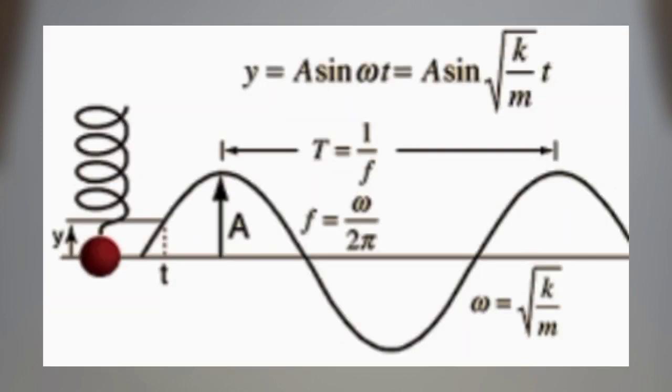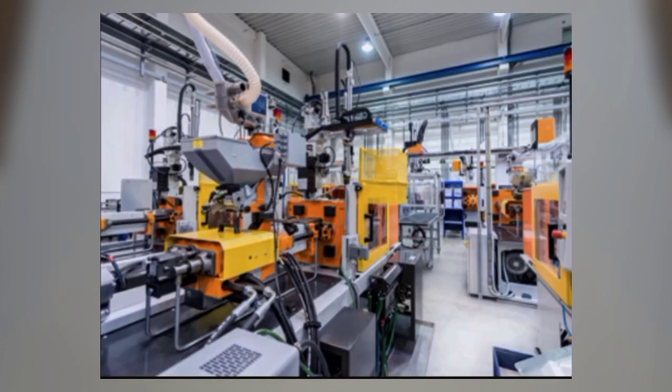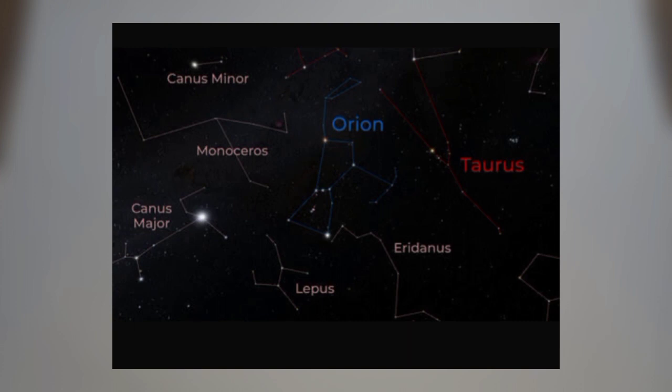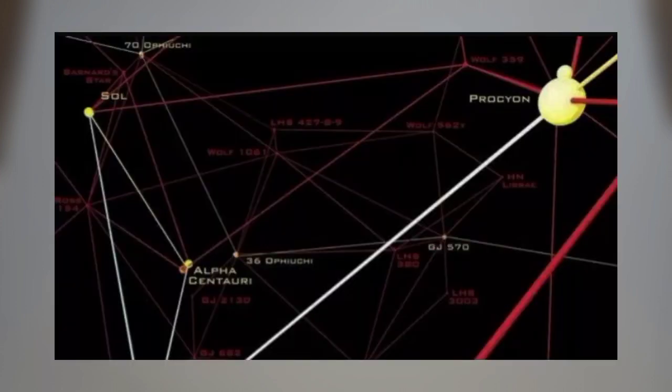Physics and engineering. Trigonometry helps in understanding waves, forces, and motions. Engineers use it to design machines, electrical circuits, and systems. Astronomy. Astronomers use trigonometry to measure distances to stars and planets and to study their movements. These examples highlight the importance of understanding trigonometry in various fields.